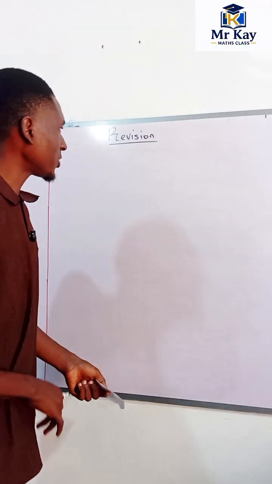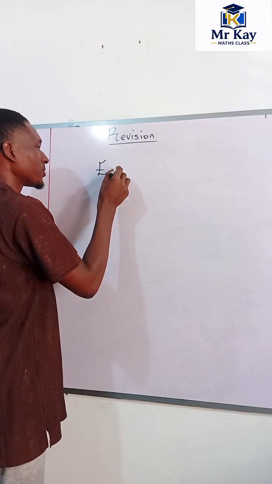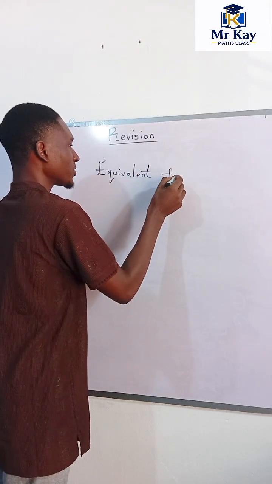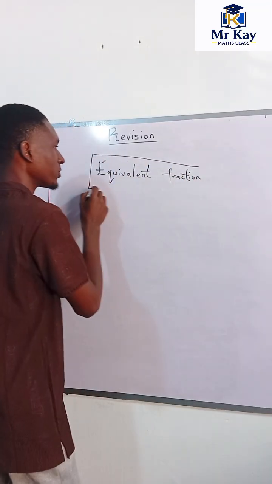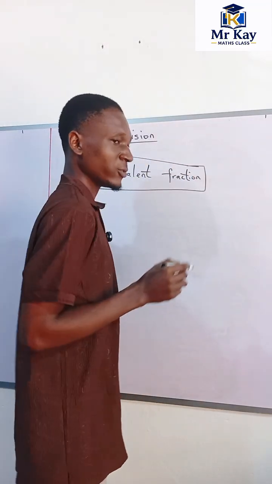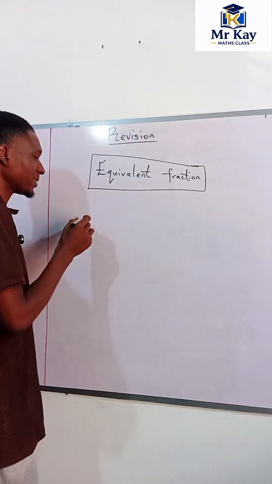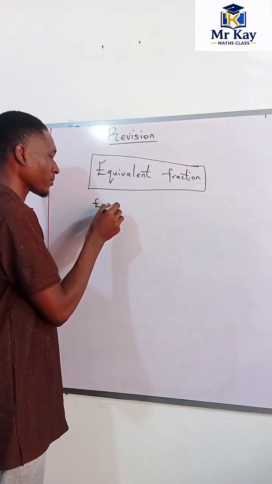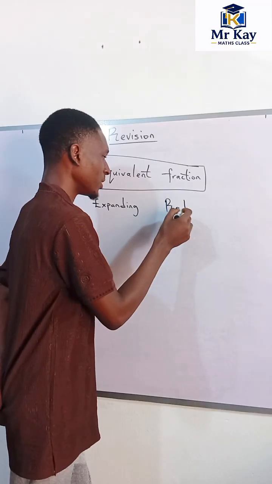Now, in the fraction, I just remembered, I also taught you equivalent fractions. Yes, equivalent fractions. That is two different fractions with different denominator and different numerator, but representing the same part of a whole. And I told you can get them by either expanding or by reducing.